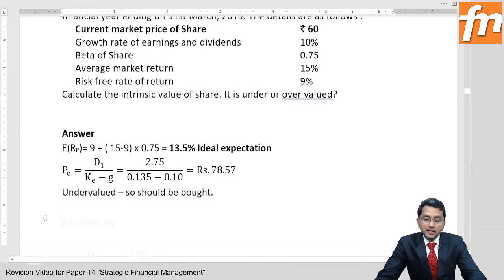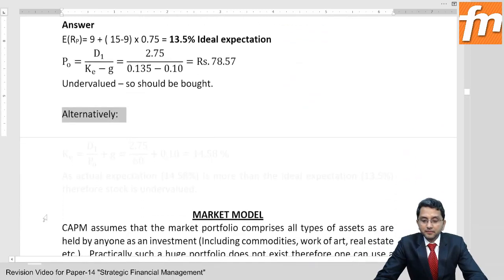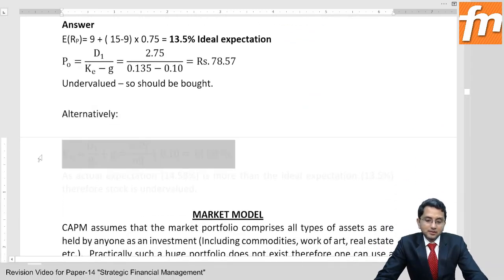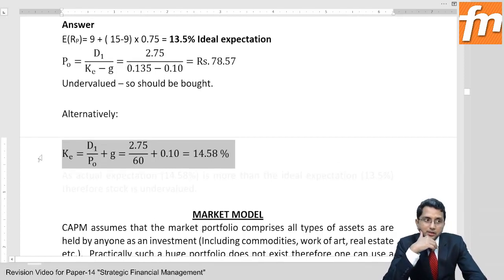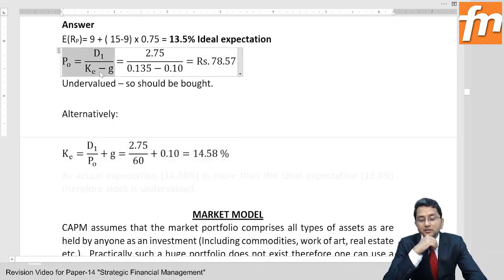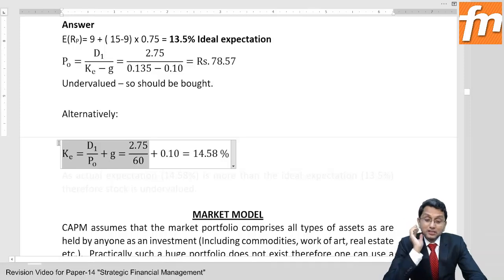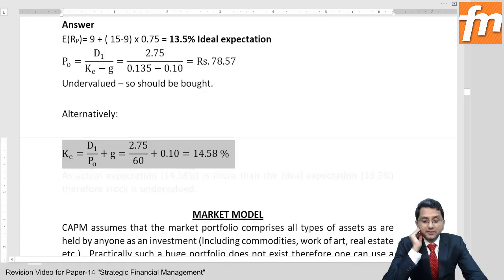Or alternatively, with the given data, you can also calculate cost of equity. In intermediate level, you must have studied that cost of equity is D1 upon P0 plus G. That's nothing but the reshuffled Gordon's model formula. D1 is 2.75, P0 is given as 60, actual P0 is 60, not the ideal one. Growth rate is 10%. So actual cost of equity is 14.58.